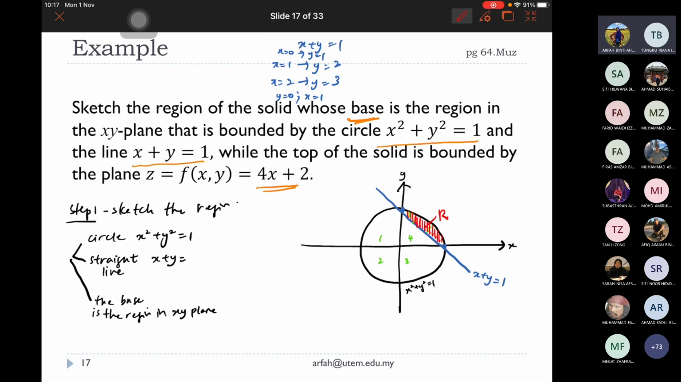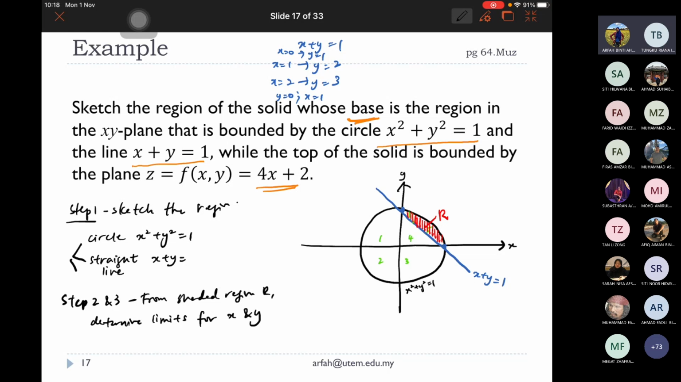So, step kedua dan ketiga, from shaded region R, determine boundary for limits for X dan Y. Kita ada dua tadi: kita ada type 1 untuk yang baring, dan kita ada type 2 untuk yang solid berdiri. So, yang ini awak boleh tentukan sama ada type 1 atau type 2.